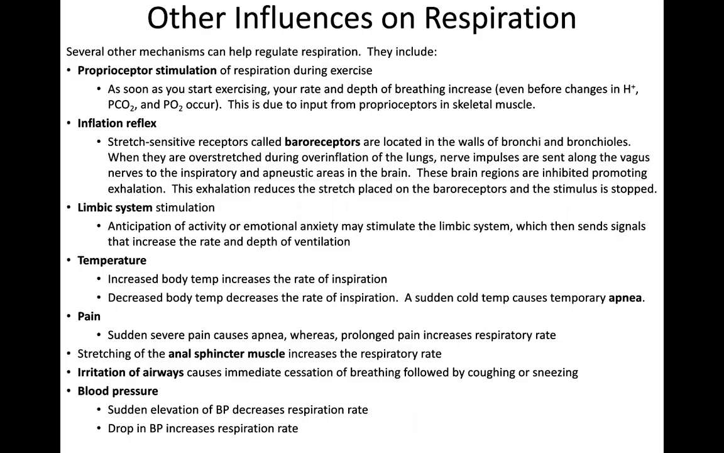Now, there's several other mechanisms that can regulate respiration. And those are listed here on this page. Okay. We can alter our breathing rate using information coming from our proprioceptors. If you don't remember, proprioceptors are the receptors in places like your muscles, your tendons, and your joints. Okay. Well, why would those be providing information to your brain to adjust breathing?